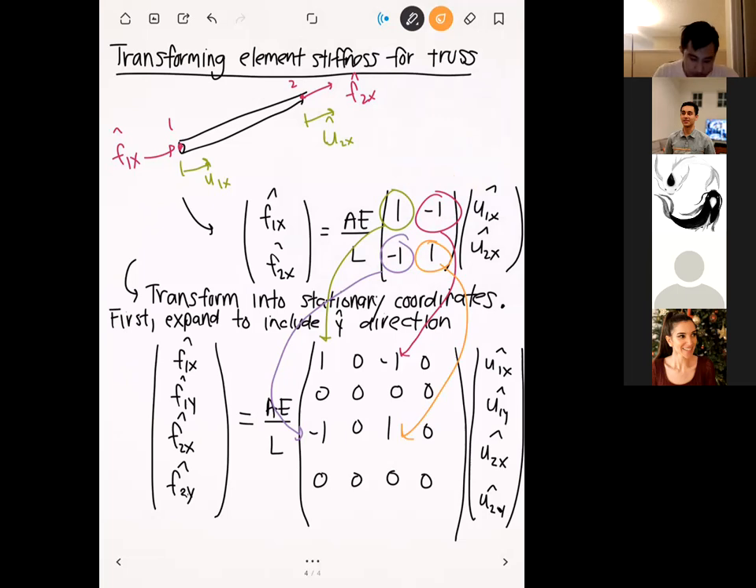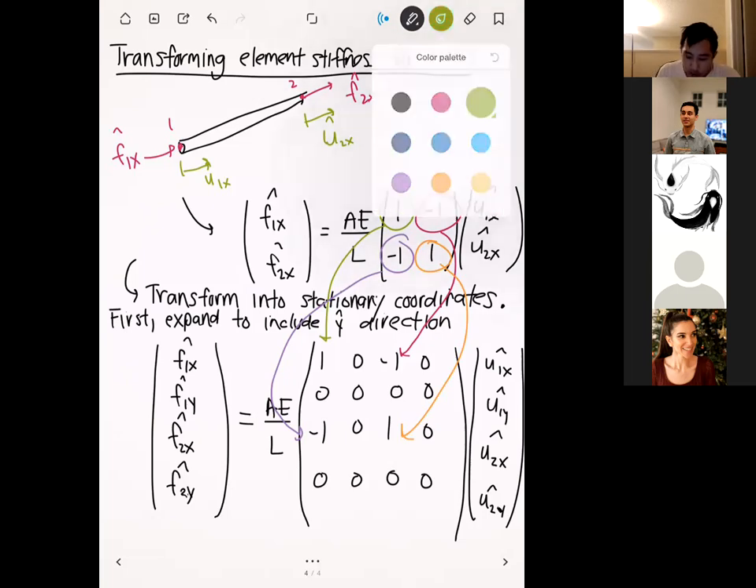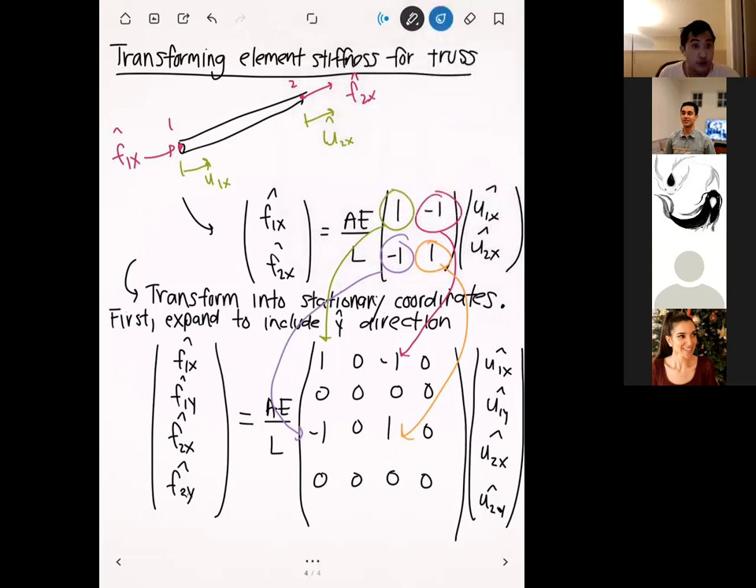Okay. Now that we have this expanded system, we can start to think about transforming this into the stationary coordinates. We need to do 2 transformations. We need to transform both this f vector and also this solution vector right here. Basically anything with a hat, we need to transform so that it doesn't have a hat anymore. So no hats in here. It's like we're all going to watch a movie, so no hats in the theater.